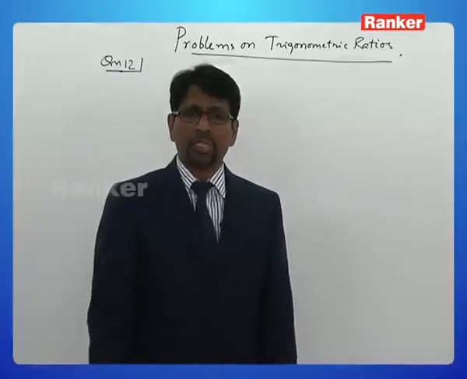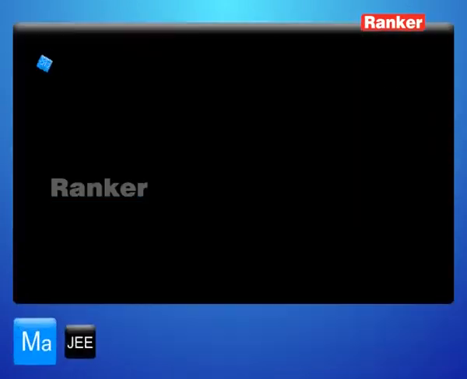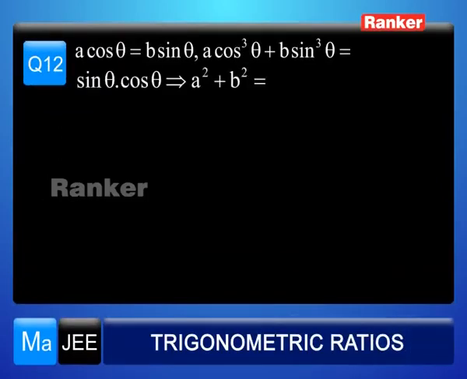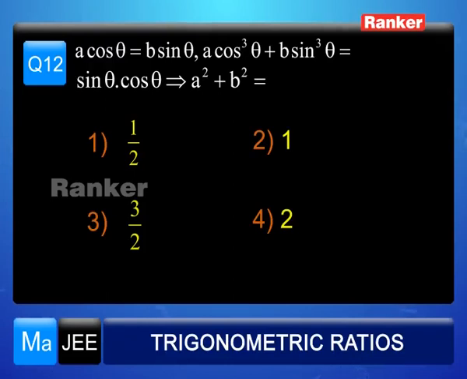Let's move to the next question. Question number 12. A cos θ is equal to B sin θ, and A cos³θ + B sin³θ is equal to sin θ cos θ. That implies A² + B² is equal to what? First option 1/2, second option 1, third option 3/2, fourth option 2.